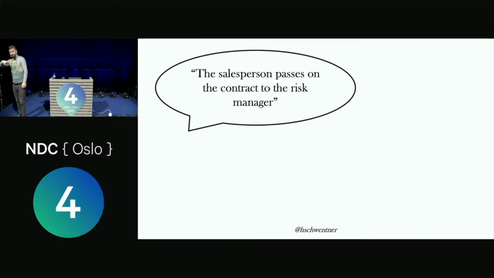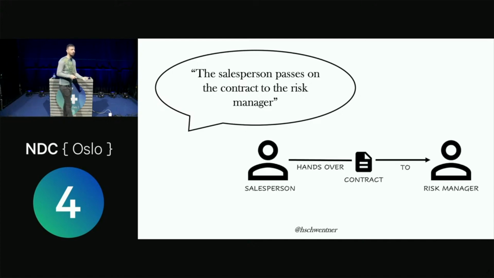And the basic idea is pretty simple. We hear the words, we hear the sentences, and when we hear those sentences, we draw them into the diagram. So when we hear the salesperson passes on the contract to the risk manager, then we draw the salesperson hands over the contract to the risk manager. And if you look closely, you can see there already has been a misunderstanding. The salesperson does not hand over the contract, they pass on the contract.